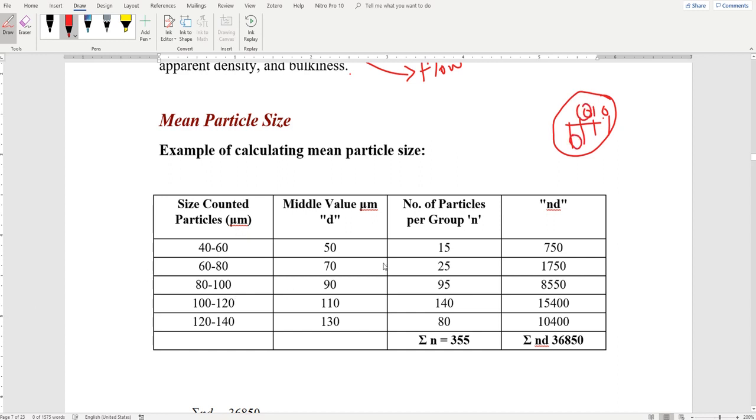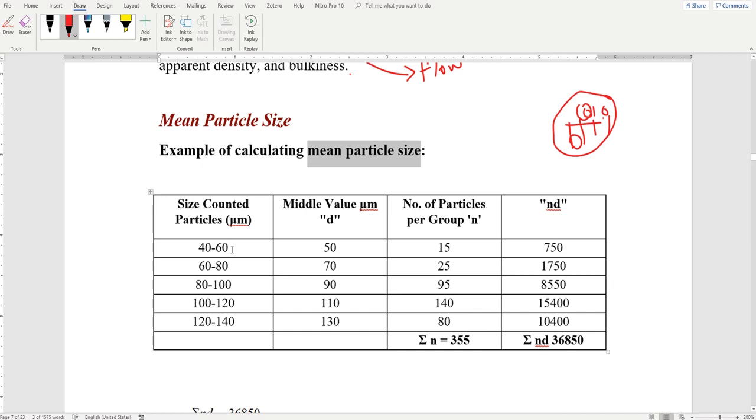So you need to measure at least 200 particles in order to look at the size distribution and to be able to calculate the mean particle size. So you need to look through the graticule. We call it graticule. Okay.